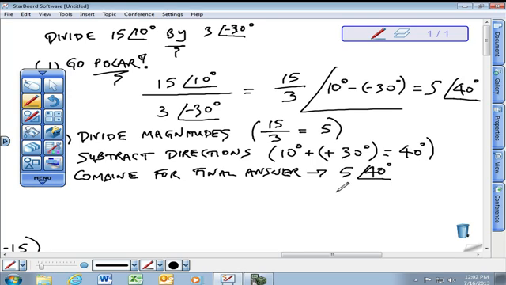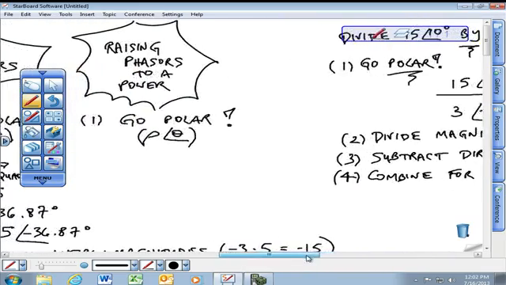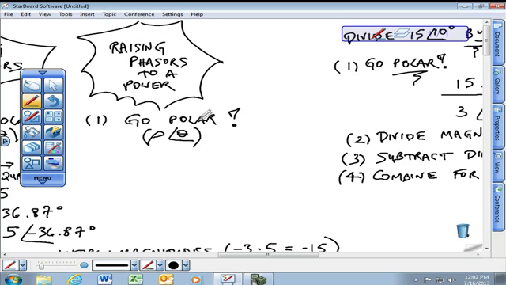Okay, and now for our final little fun with phasors, we're going to raise phasors to a power. All right, raise phasors to a power. First step, make sure that you go polar. That's important. All right, and I'm just going to go ahead and note the steps here just so you can see them, and then we'll do a problem.